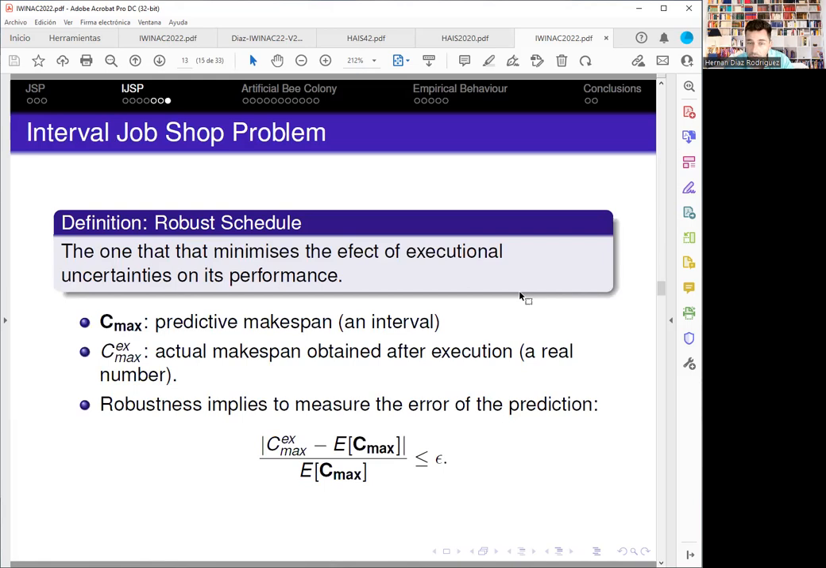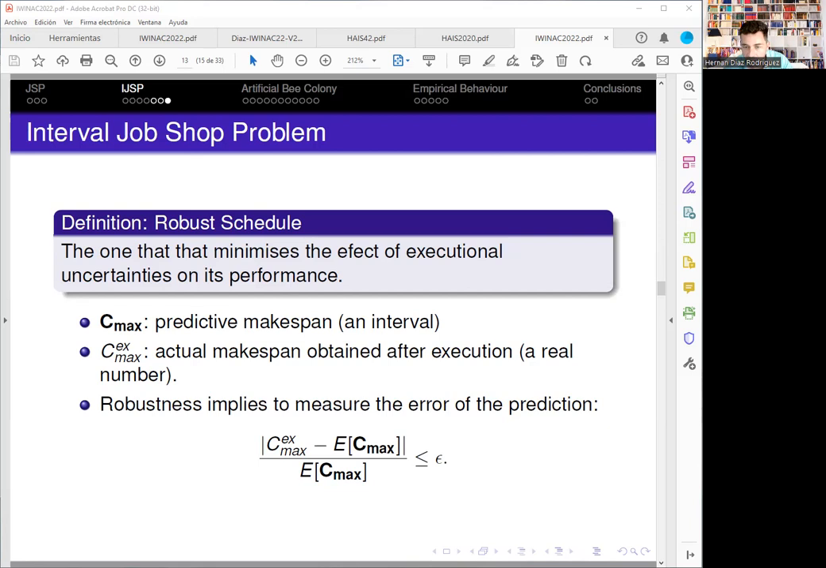Now, the last definition is robustness. A robust schedule is one that minimizes the effect of executional uncertainties on its performance. This means that we measure the relative error based on the expected makespan, or the predictive makespan, that is the one that we get as a solution from the algorithm, with respect to the makespan of the executed schedule.